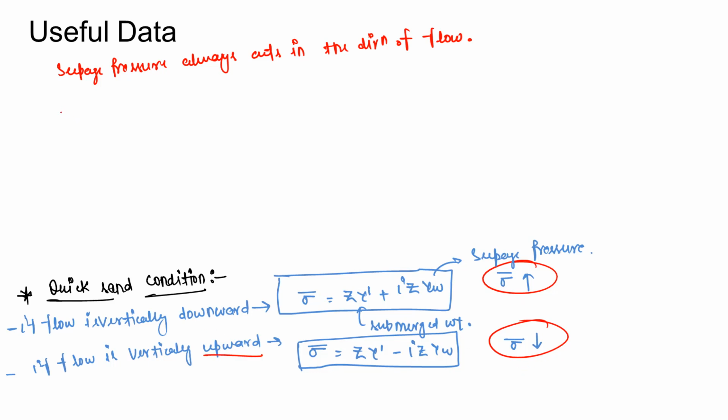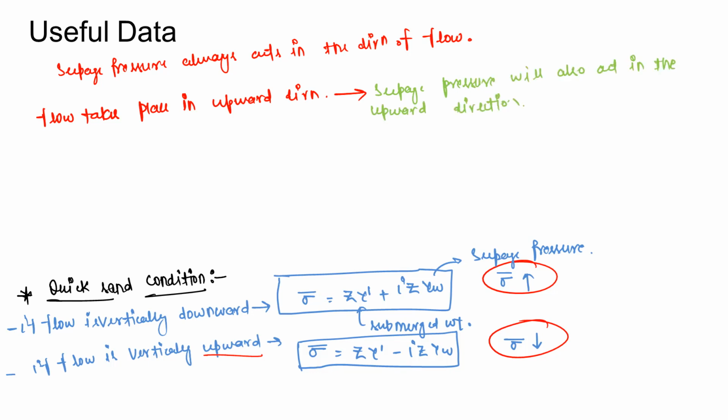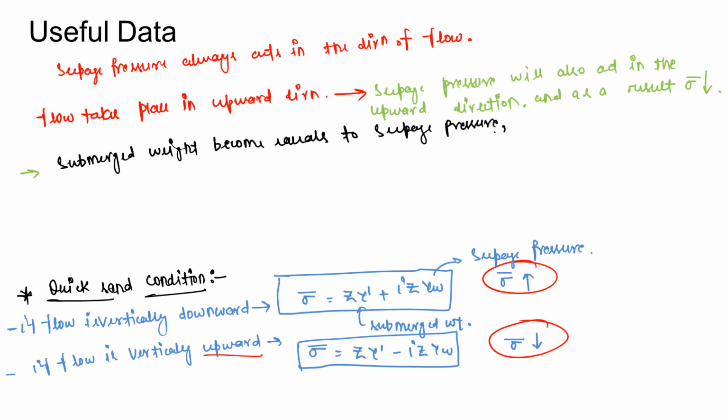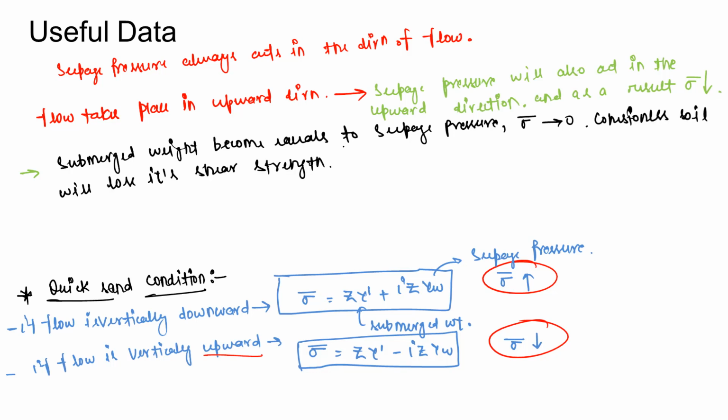Now what happens in quicksand conditions? If the flow takes place in the upward direction, the seepage pressure will also act upward, and as a result the effective stress will decrease. Let's say a stage comes where the submerged weight becomes equal to the seepage pressure. At this stage the effective stress reduces to 0, and the cohesionless soil mass loses its shear strength and has the tendency to flow along with the water. This phenomenon is termed quicksand condition.